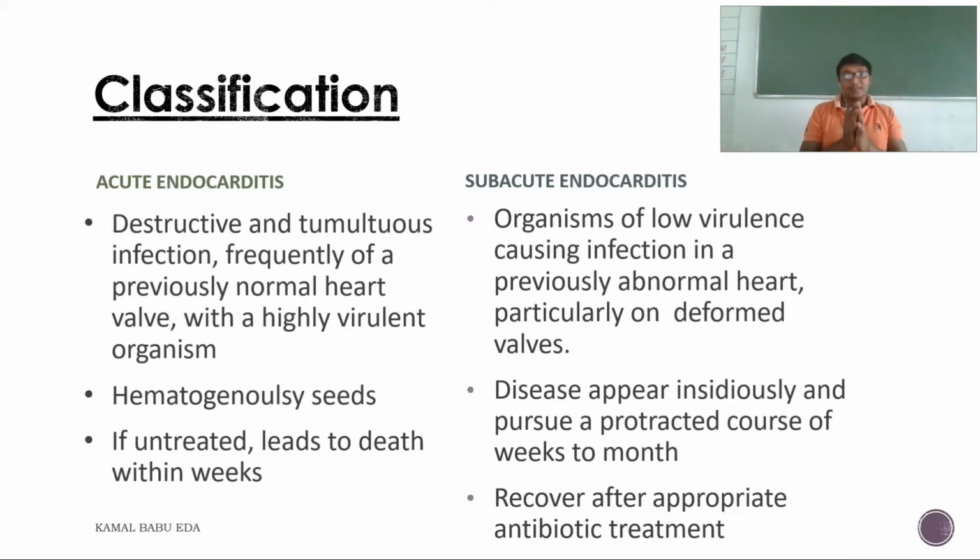So what is the classification? We have mainly two types, acute endocarditis and subacute endocarditis. Acute is mainly with the highly virulent organism, and subacute is mainly with the low virulent organism. Acute endocarditis occurs in a normal heart, and subacute endocarditis occurs in an abnormal heart. You can see hematogenous lesions, and in subacute endocarditis the disease will appear insidiously and stay for weeks to months. If you do not treat acute endocarditis, the person will die. In subacute endocarditis, whenever you treat with the correct antibiotic, the person will recover.